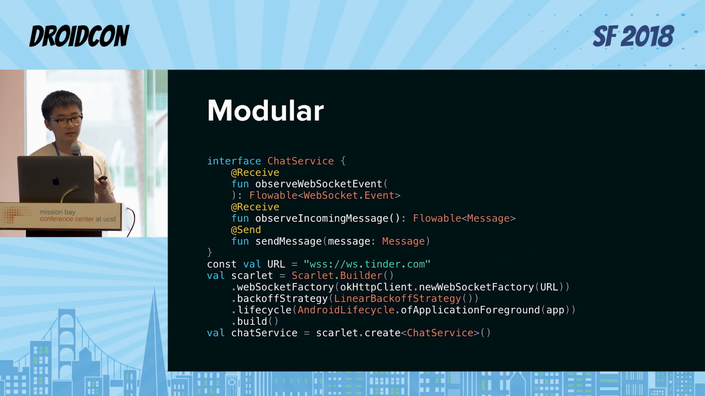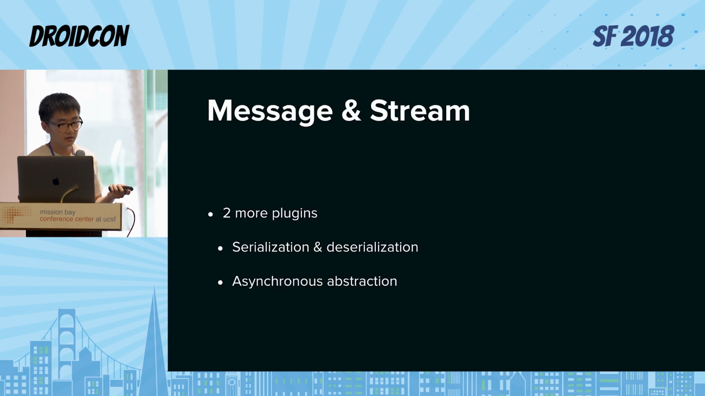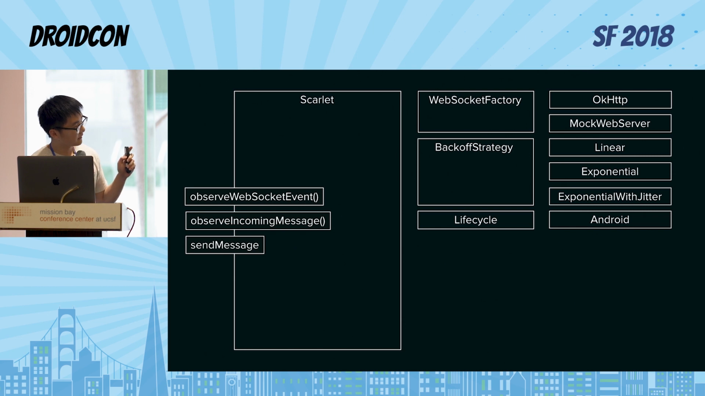Here's how you create the WebSocket instance for the chat view. However, something is missing here. So how did Scarlet know how to serialize and deserialize messages? And do you have to use Flowable? It turned out that Scarlet has two more plugins for customizing these behaviors. Let's go back to the list of plugins. Okay.